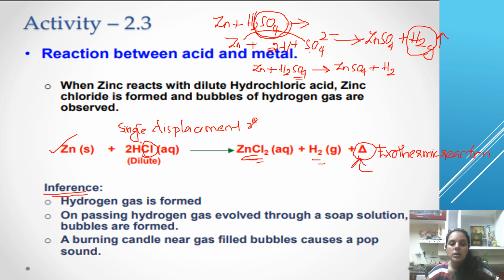So the inference is that hydrogen gas is formed. On passing the hydrogen gas evolved through a soap solution, bubbles are formed. And a burning candle near the gas-filled bubbles causes a pop sound, due to the presence of hydrogen gas. The bubble breaks with a pop sound. Clear?